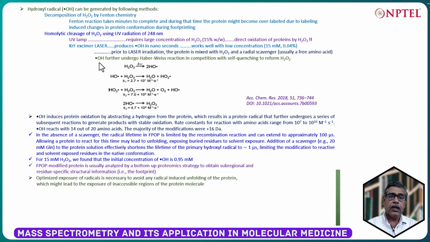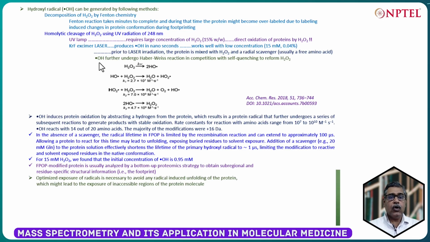So, let us talk about the principle of action, how to generate hydroxyl radical. That is the first and foremost thing required. Hydroxyl radicals can be generated by the decomposition of H2O2 by Fenton chemistry, but that Fenton reaction takes minutes to complete, and during that time protein might be over labeled due to labeling induced changes that happen in protein conformation during the footprinting, that is at the first step.